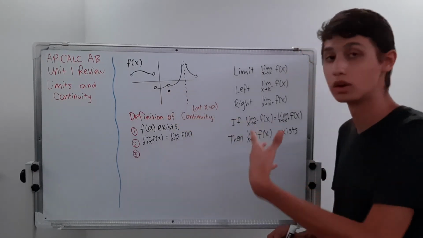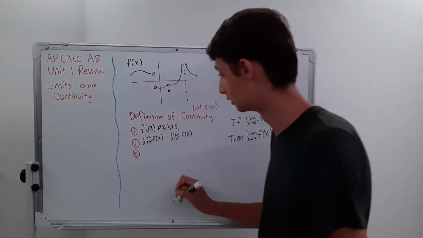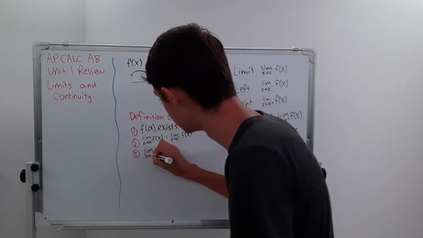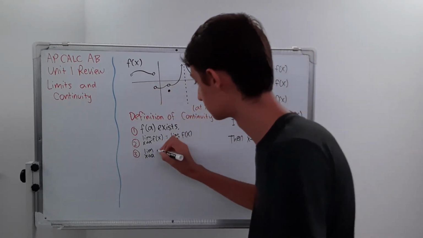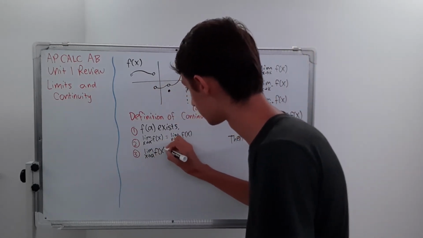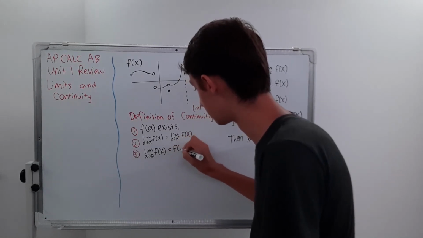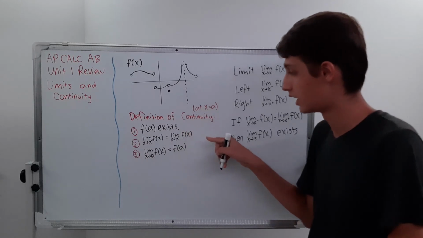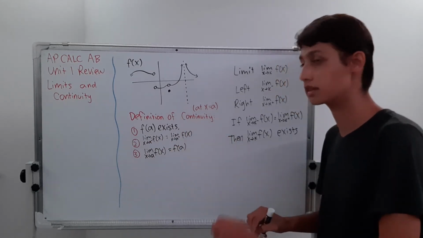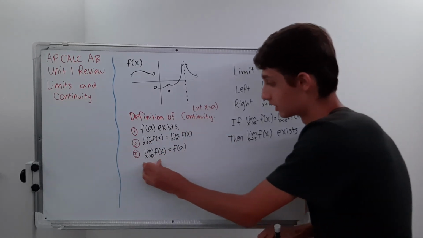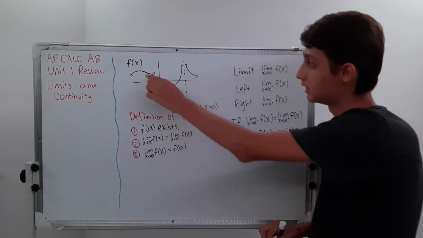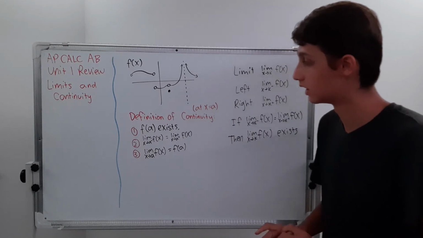So our third criterion of continuity is that the limit as x approaches a, I'm not talking about a minus or a plus anymore, I'm just talking about a, of f of x is equal to f of a. So because f of a exists, and because the two sides of the limit are equal, the last thing we need is that the limit has to be equal to our actual function at that point. So this eliminates all of our possibilities.